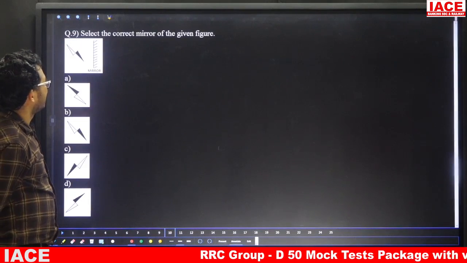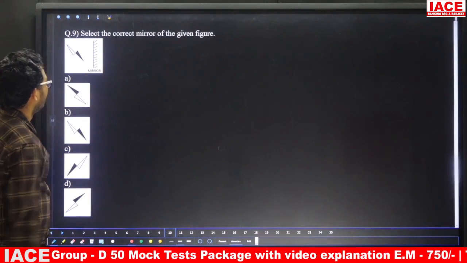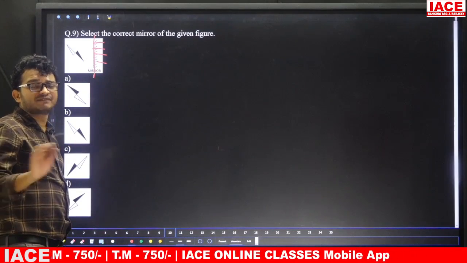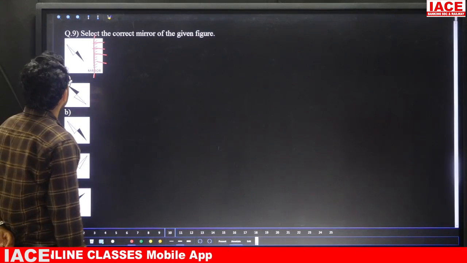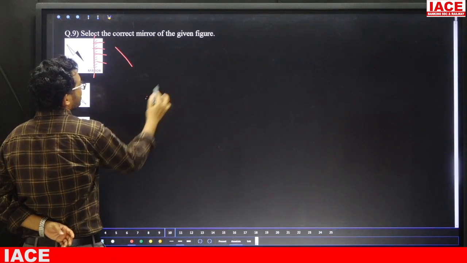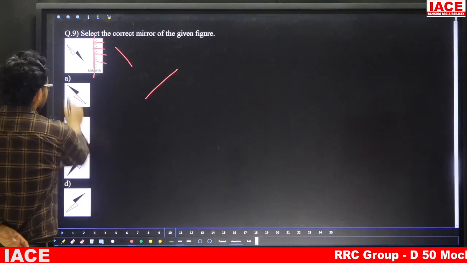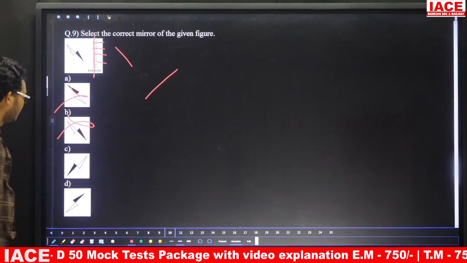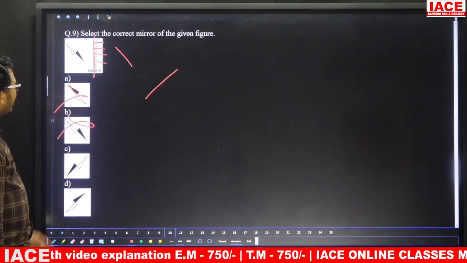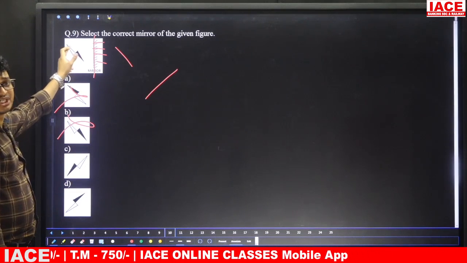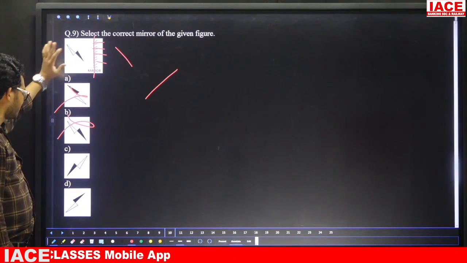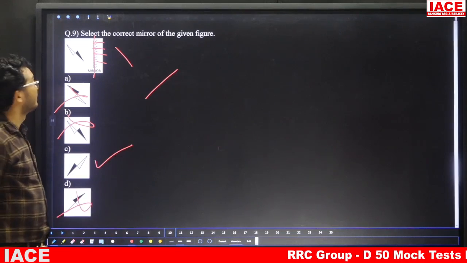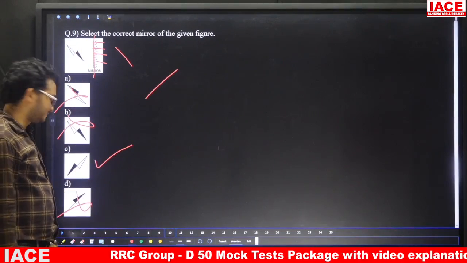Question number 9. Select the correct mirror image of the given figure. Friends, now they kept the mirror on the right side. Remember, in a mirror image, left is right and right is left. Here it is not there, no chance. Here also it is not there, no chance. These two are the possibilities. But friends, take care: shading will not change. It should be in the bottom side only. Here it went upside, so no chance. So the answer is option C.